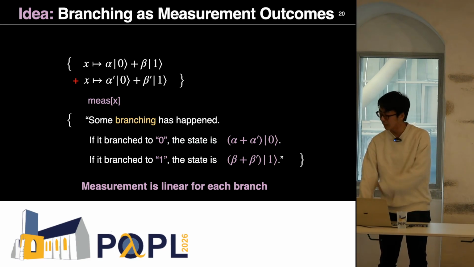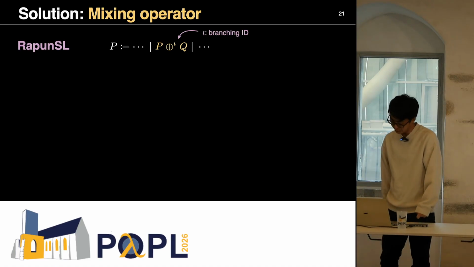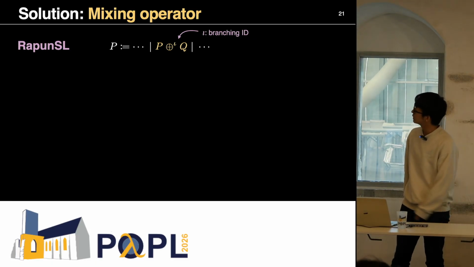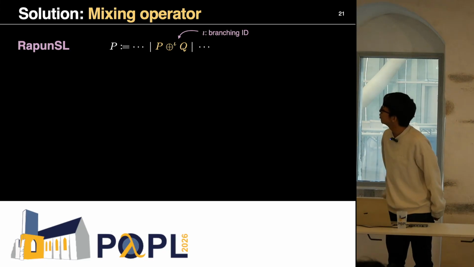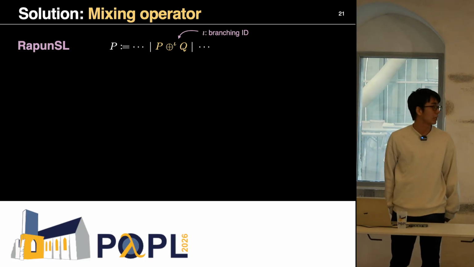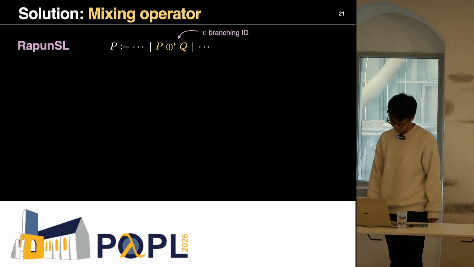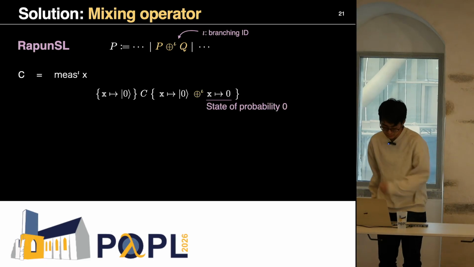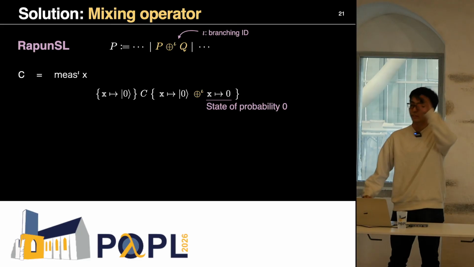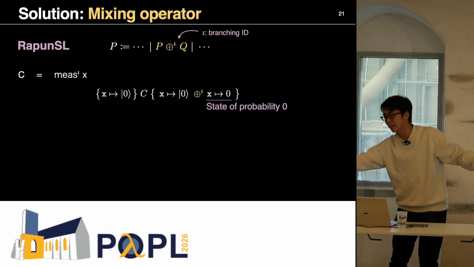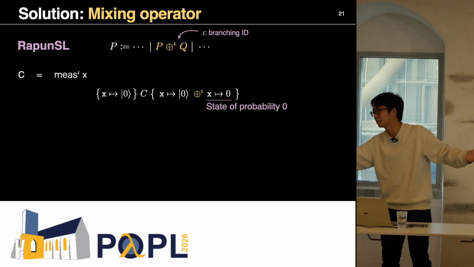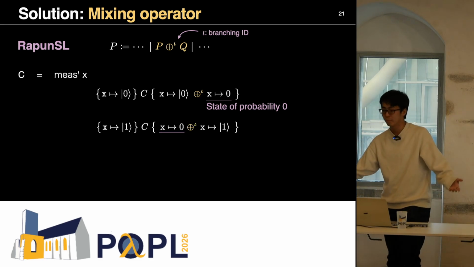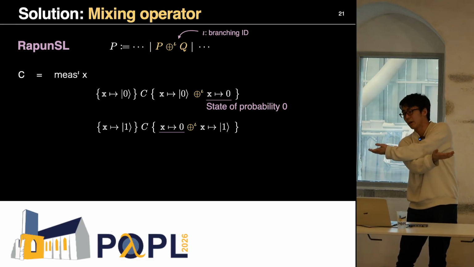So let me formalize this idea in a logic. To do it, we're going to introduce another combinator, which we call mixing. With this notation, we use the O+ notation with a superscript that represents some kind of ID for branching. And now with this combinator, we have this rule, which says if you measure ket 0, then you get ket 0 or some kind of state that never happens. And never happens is equivalent to saying the probability is 0. If you measure ket 1, you get something similar, but the other way around.